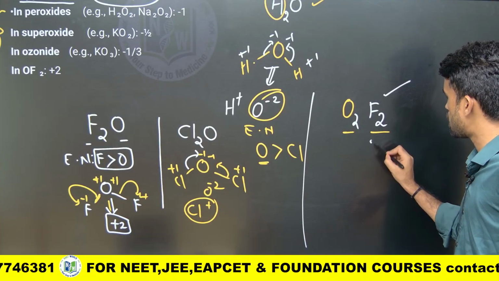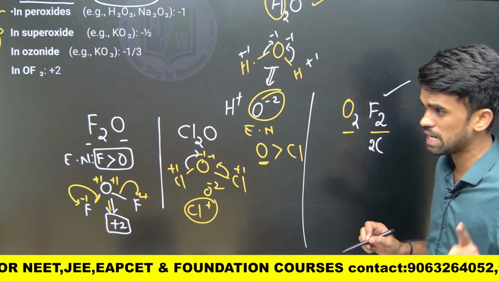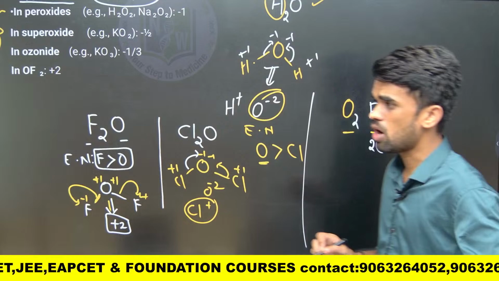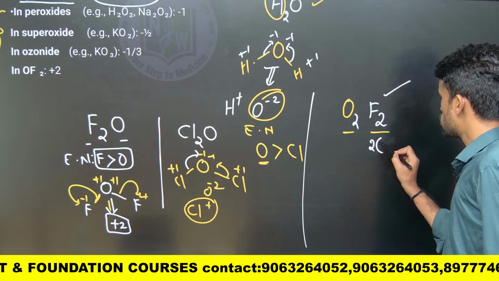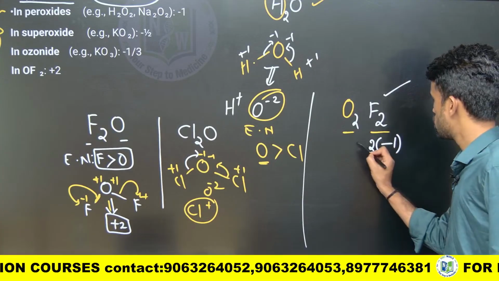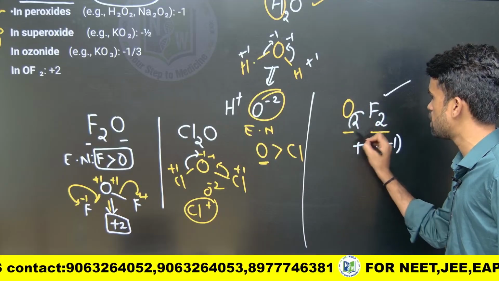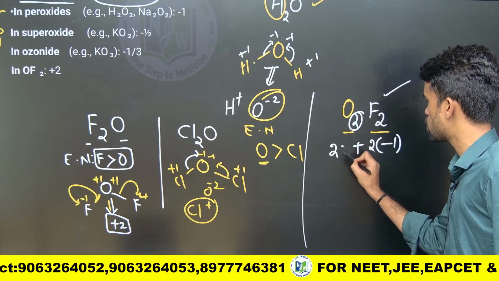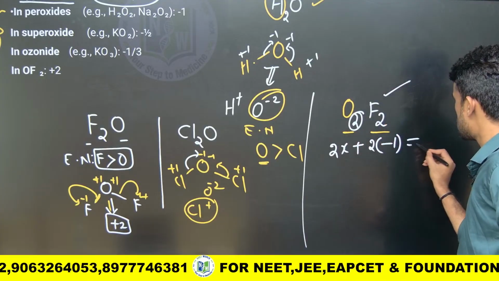So how many fluorine atoms are there? 2 fluorine atoms. For each fluorine, it requires 1 electron, therefore it gets the nearest inert gas octet configuration, no? So each fluorine will have -1 as a charge. Plus for oxygen we need to find, now how many are there? 2. So 2 into x you can take. Overall the molecule is neutral now, so let us take it as equal to 0.